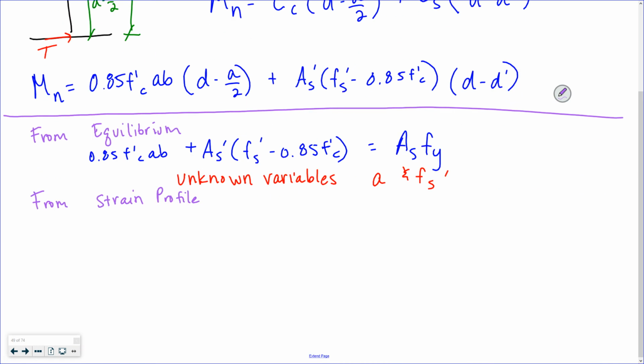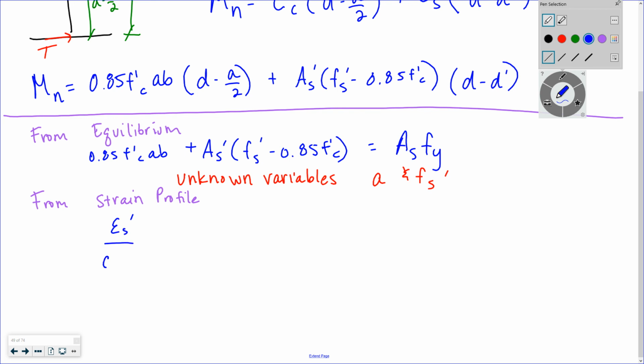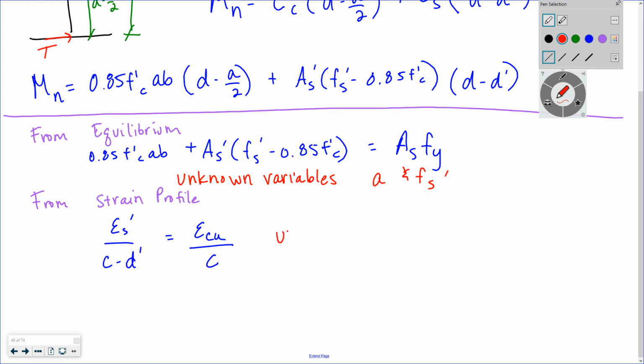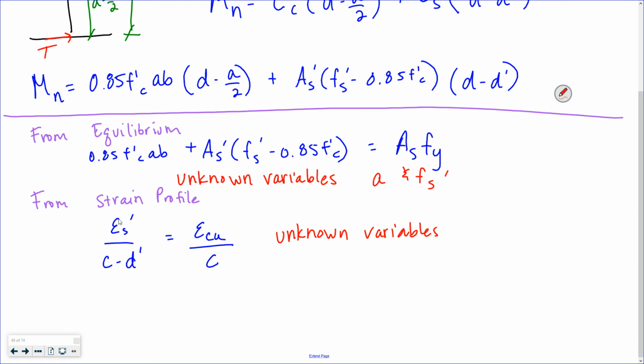It all comes back to these, right? Epsilon s prime over c minus d prime equals epsilon cu over c. All comes back to equilibrium and the strain profile. Now my unknown variables from my strain profile are c and epsilon s prime, the strain in my compression reinforcement.